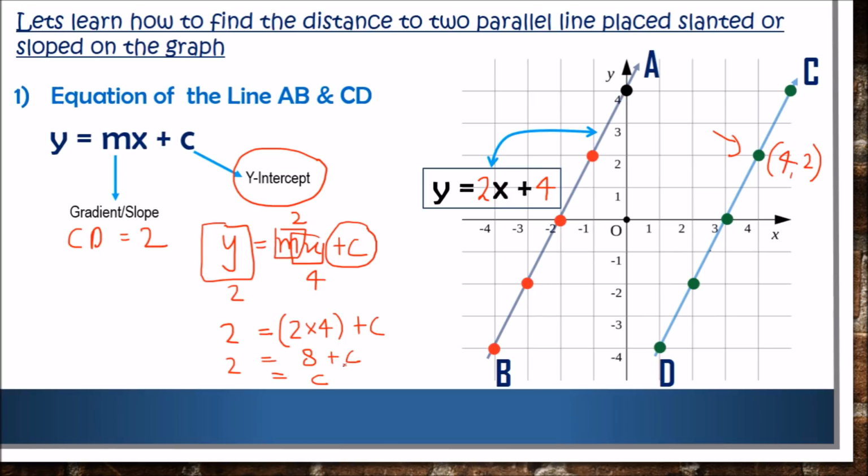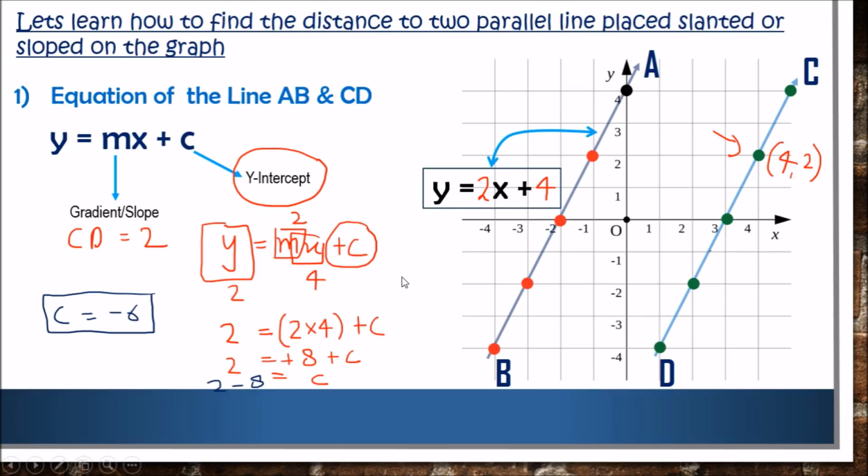In order to find the value of c, you have to send this plus 8 to the other side of the equal sign. Since on the right hand side 8 is plus, when it goes to the left hand side, it changes from plus to minus. So c will be 2 minus 8. So our c will be minus 6. So we know that the y-intercept of our line CD is minus 6, and the gradient of line CD is 2, which is the same as the gradient of line AB, because two parallel lines have the same gradient.